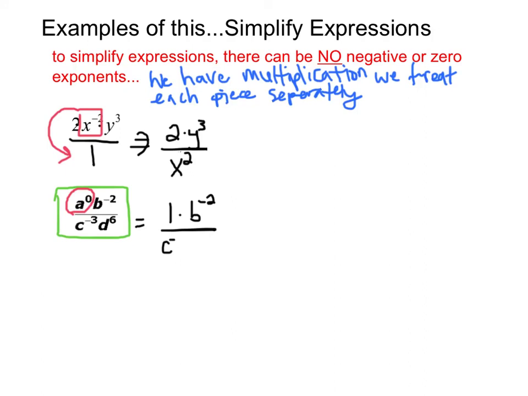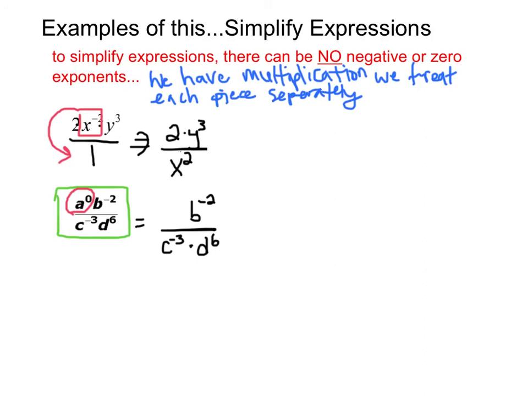C to the negative 3 power times d to the 6 power. Now, we don't really need that 1 there. That's just kind of extra, so we can get rid of that 1. Now we need to look at this and say, is this simplified? Well, no, it's not simplified, because in order to be simplified, we can't have negative or 0 exponents.